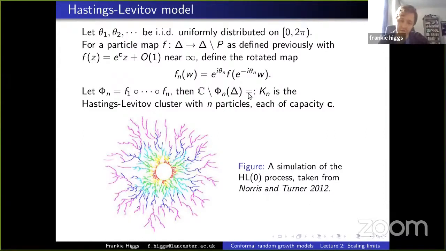But the cluster is defined as the complement of the codomain, the image of the map. And equivalently, if the map has certain analytic properties, these same ones at infinity, then specifying the cluster uniquely specifies the map just by the Riemann mapping theorem. Because the map phi n fixes infinity and has positive derivative at infinity, which is just what you need to get uniqueness in the Riemann mapping theorem. And so there's a one-to-one correspondence between maps with these analytic properties and clusters. But this correspondence also respects an analytic structure in some way. We'll go into that, because it's one of the many things that makes conformal random growth quite useful.